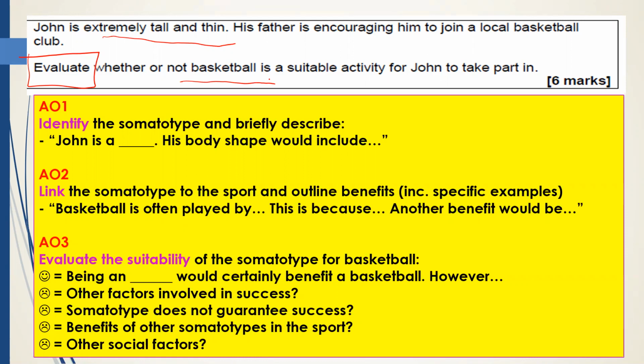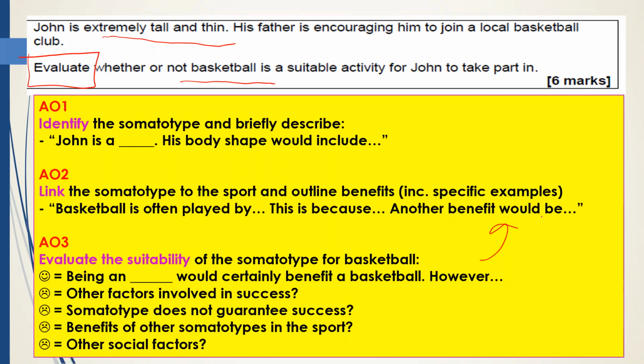Once you've done that, you then get into the section where the bulk of the marks are awarded, where you have to actually answer the question and evaluate whether or not it would be a suitable sport for this body type. Potential content that you could include, just stating that being an ectomorph would certainly be a benefit, and adding in any examples that you haven't given in AO2. What other factors are involved in the success? So the fact that John may or may not be skillful in that sport. If he is, that would then help, but he might not be, in which case it might not be an appropriate sport for him. Just because he is tall doesn't mean he's going to be good at basketball.